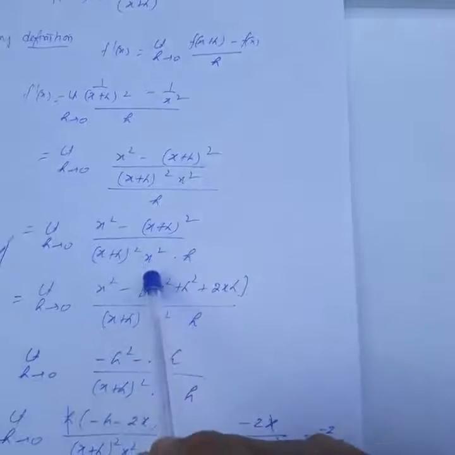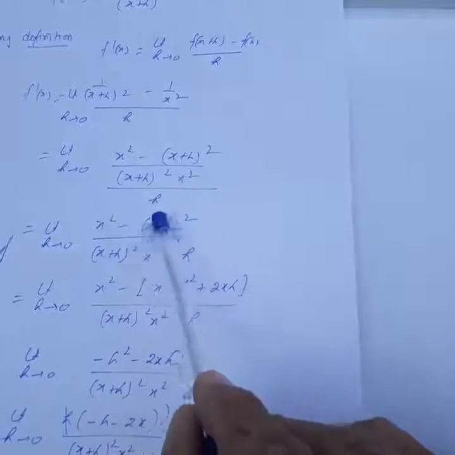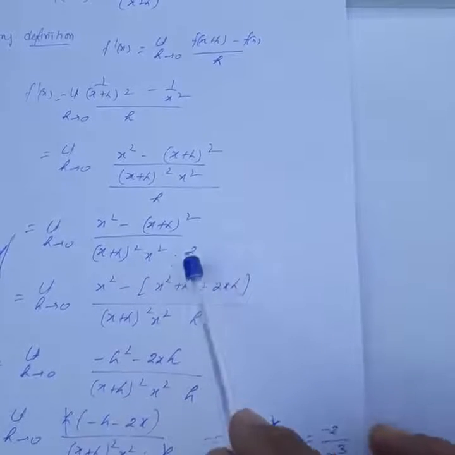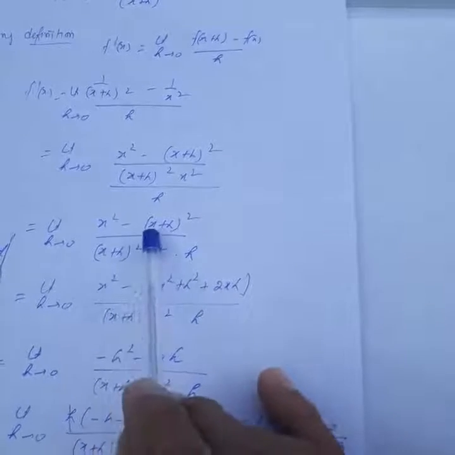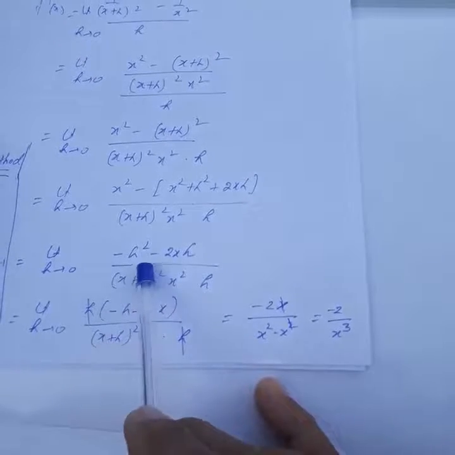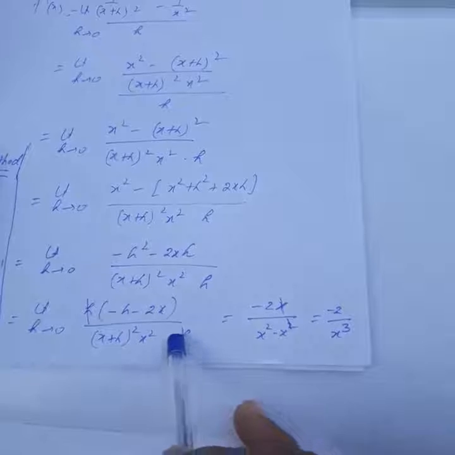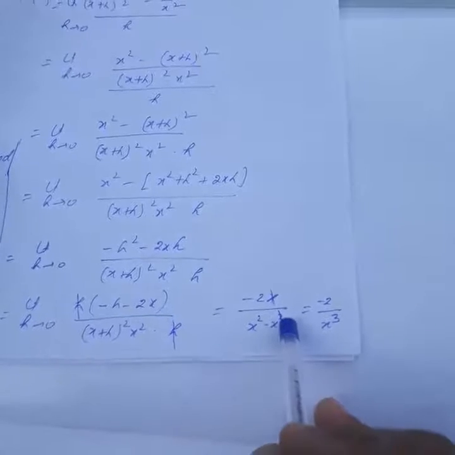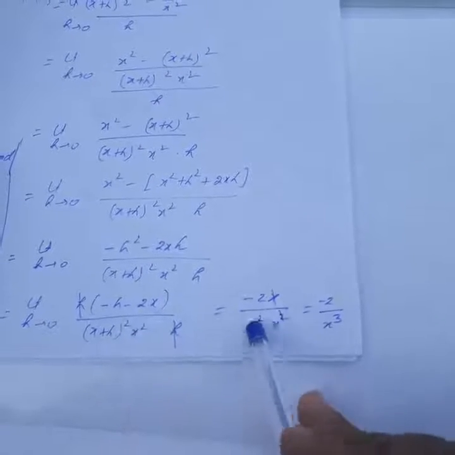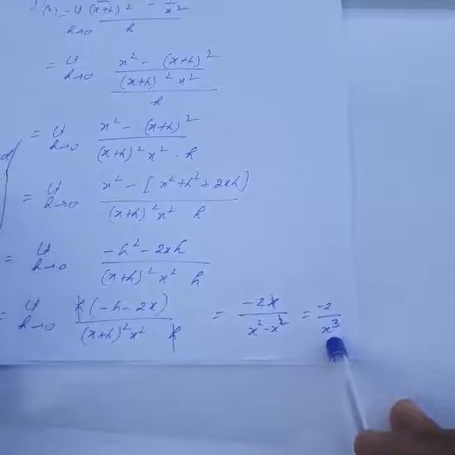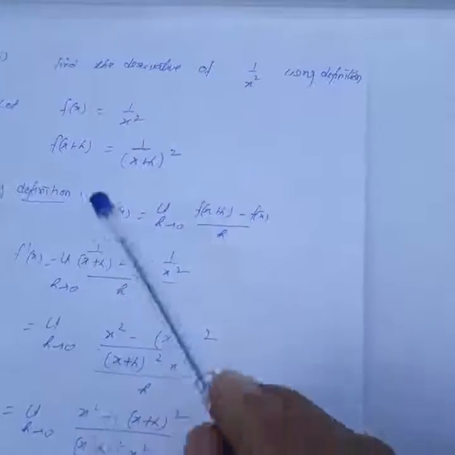So you can write in this way after simplification. And we have to simplify this. Still it is 0 upon 0 type. So we have to simplify, expand it using identity and cancel the common factors. From the remaining terms you have to take h common. Now cancel h, and now if you put h = 0, this is not 0 upon 0. So that's why we will get the answer. If you put h = 0, so −2x upon x² into x², after cancellation −2 upon x³. So this is the derivative using definition.